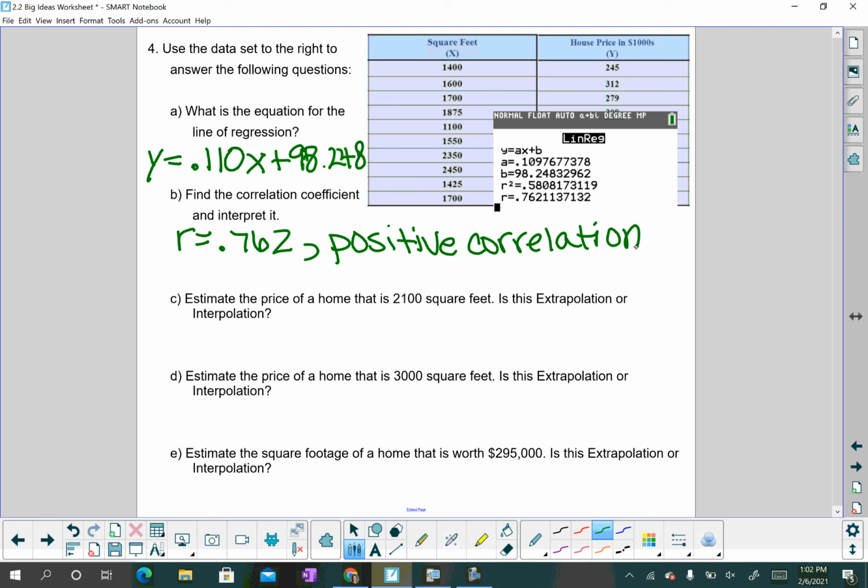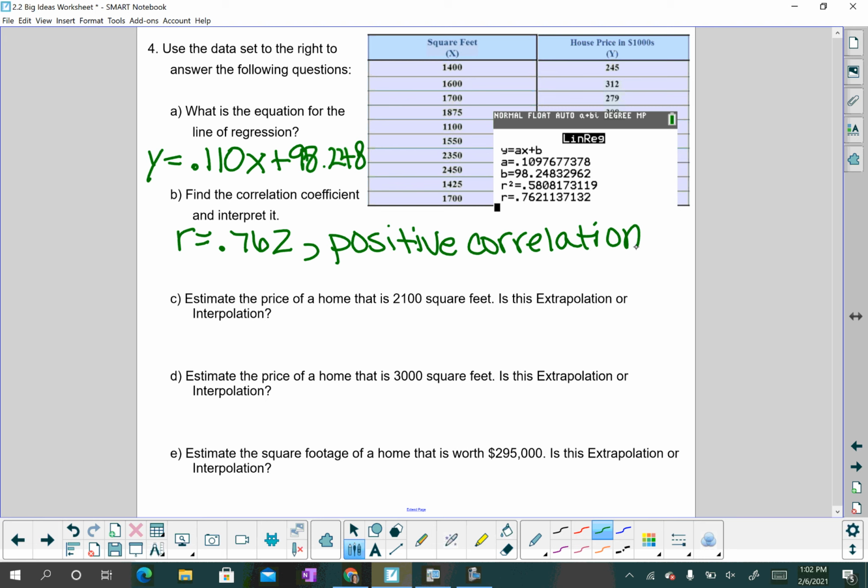An example of negative correlation would be as one goes up, the other goes down. So for example, if you had termites in a home, the more termites you have, potentially that would be lowering your house value. So that would be an example of negative correlation. One goes up, the other goes down.